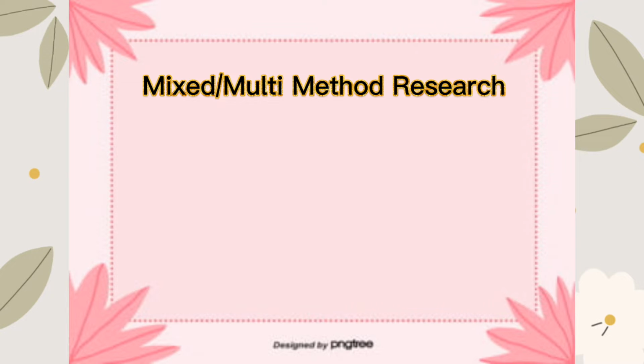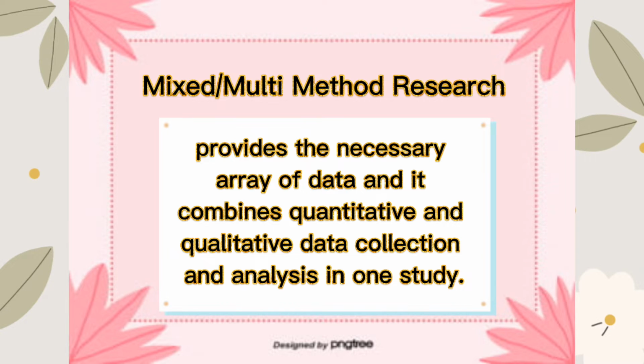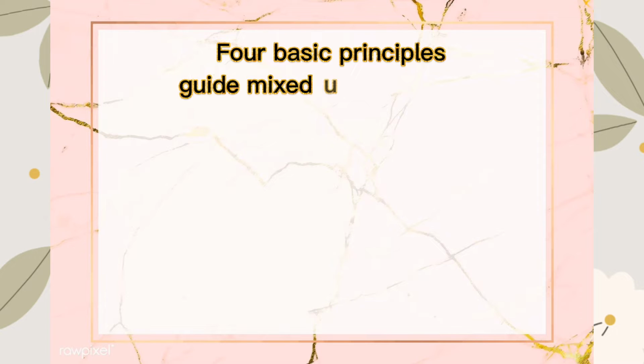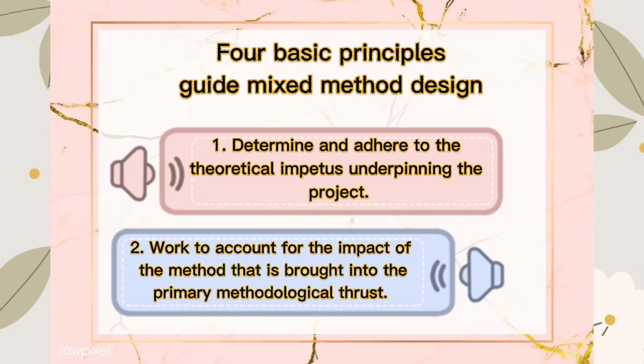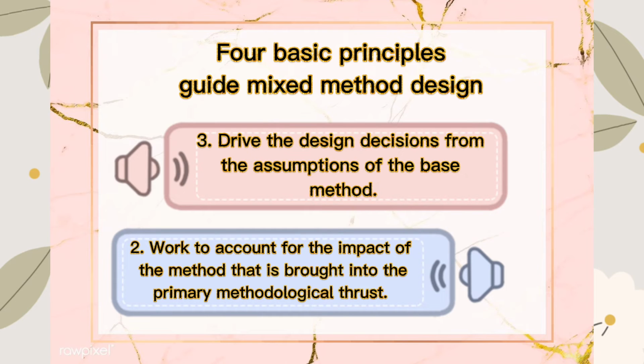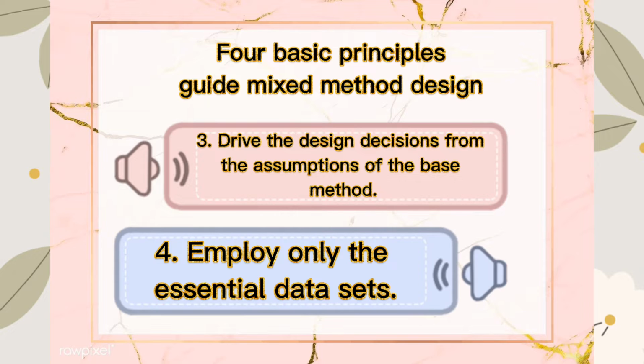Mixed or multi-method research provides the necessary array of data, and it combines quantitative and qualitative data collection and analysis in one study. 4 basic principles guide mixed method design. 1. Determine and adhere to the theoretical impetus underpinning the project. 2. Work to account for the impact of the method that is brought into the primary methodological thrust. 3. Drive the design decisions from the assumptions of the base method. 4. Employ only the essential data sets.